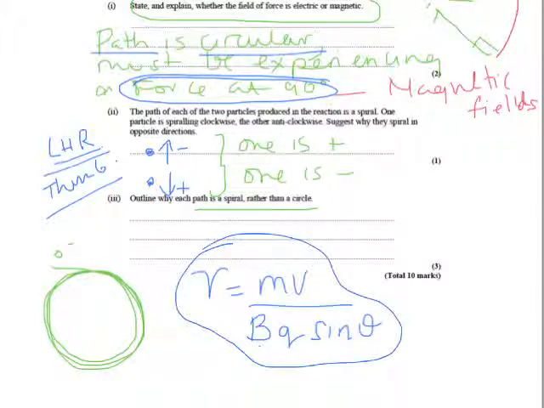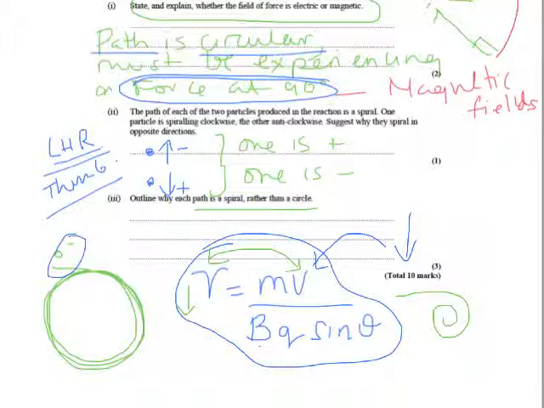So if this particle loses energy, what happens is its velocity decreases. Because its velocity decreases, and because the radius is proportional to the velocity, the radius will decrease as well. And because the radius of the circle is decreasing, we're getting a spiral. Okay, so it is a bit complex, but it is a very common question. So always revise this idea of radius being proportional to mass, proportional to speed, and inversely proportional to the field strength and the charge.